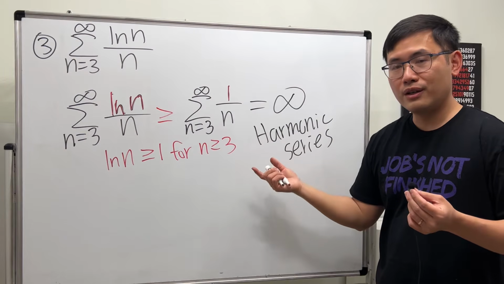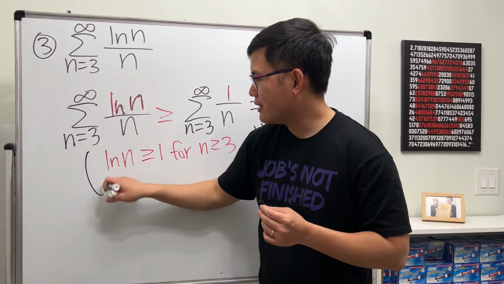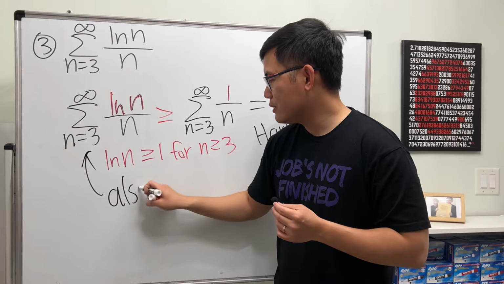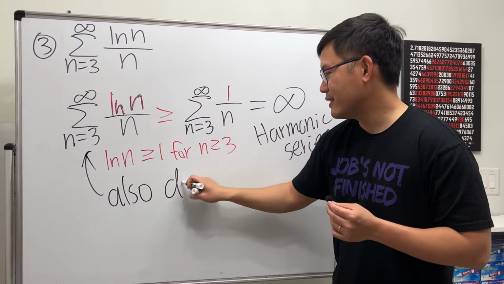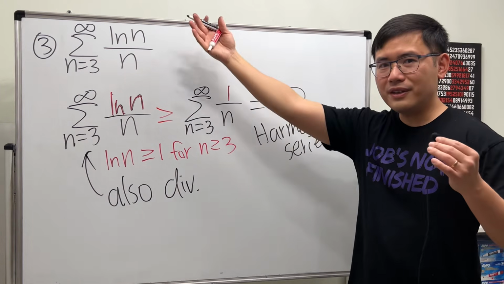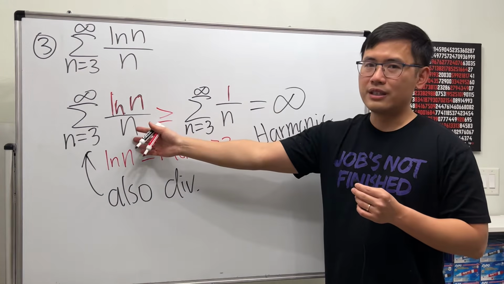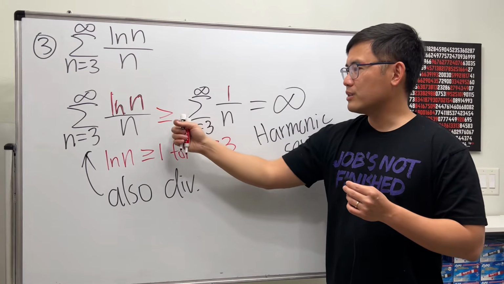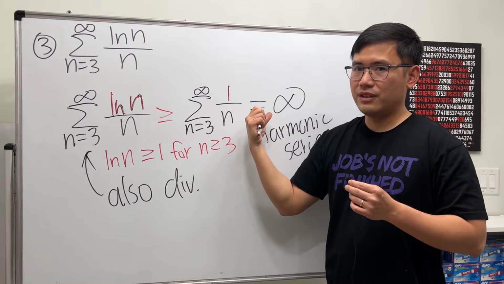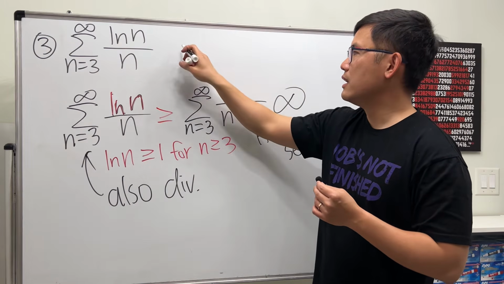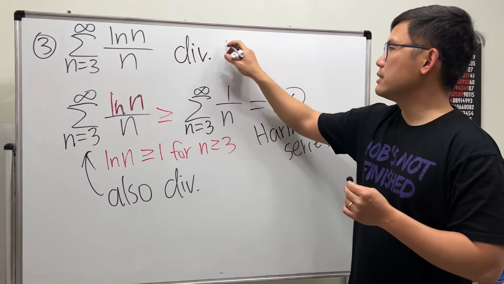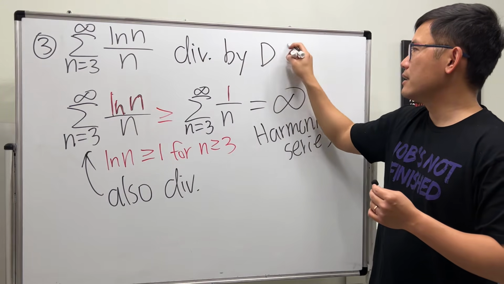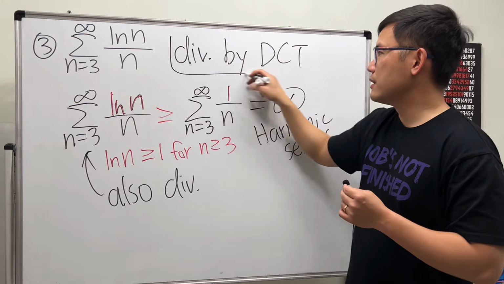So what can we say? We can say this right here must also diverge to a bigger infinity. But we can just say this right here also diverges thanks to being greater than infinity. So right here we can say that it is a divergent series by, again, the direct comparison test.